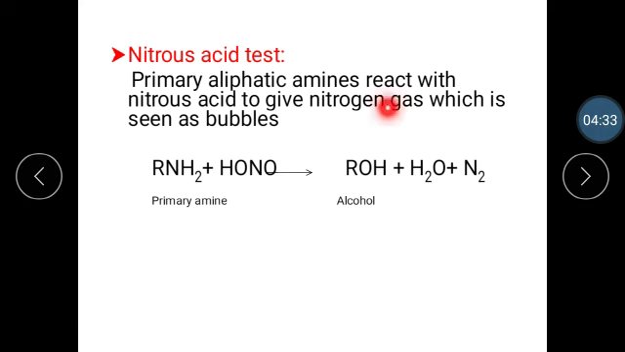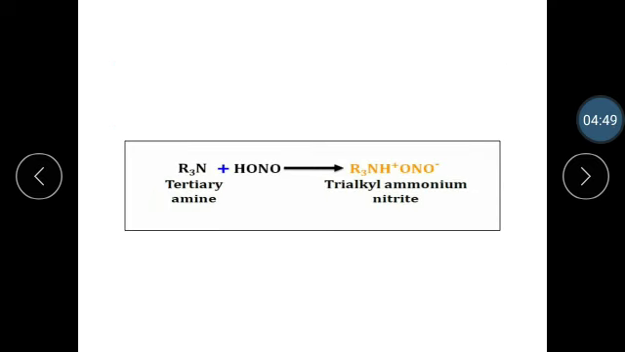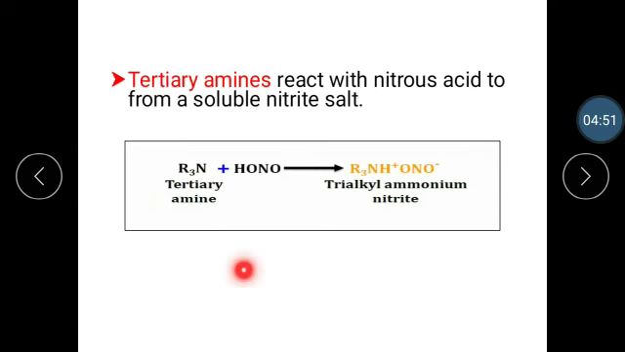Primary aliphatic amines react with nitrous acid to give nitrogen gas, which is seen as bubbles. Then secondary amines react with nitrous acid to form yellow oily nitrosoamine. Then tertiary amines react with nitrous acid to form soluble nitrite salt.